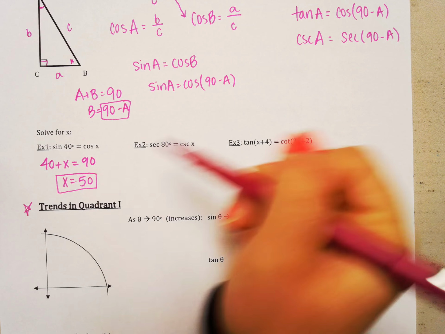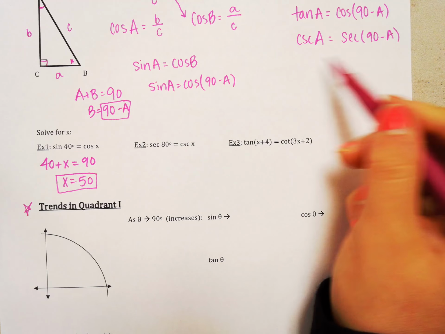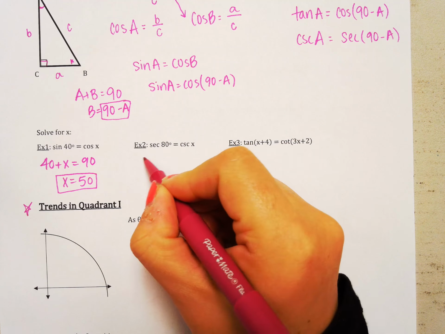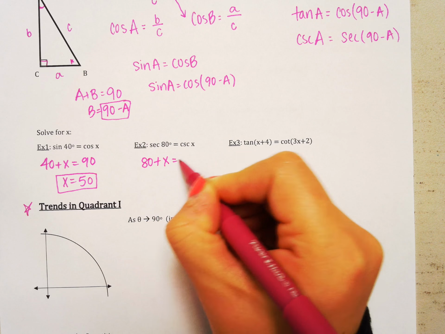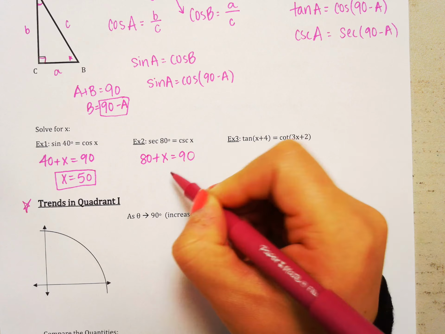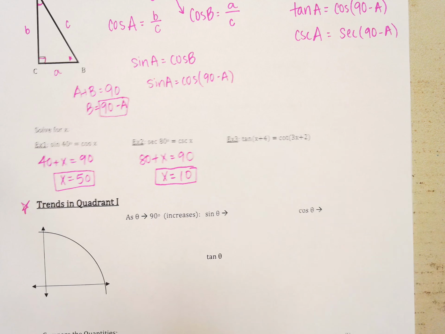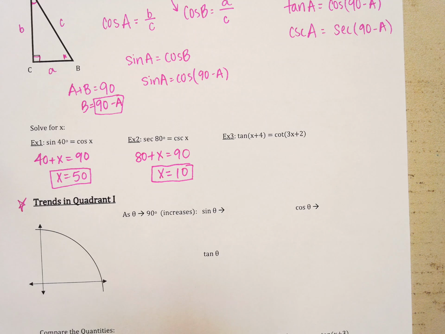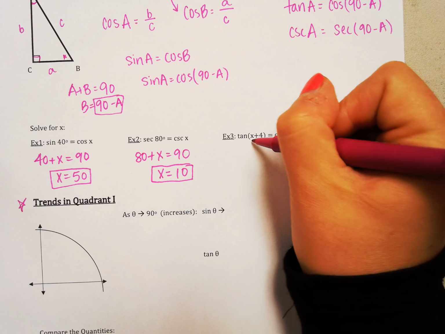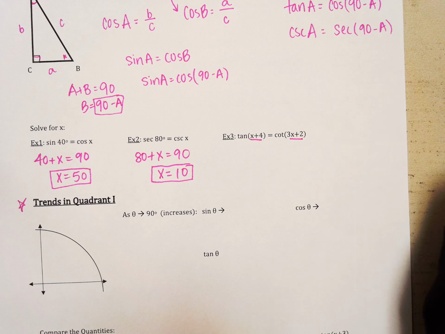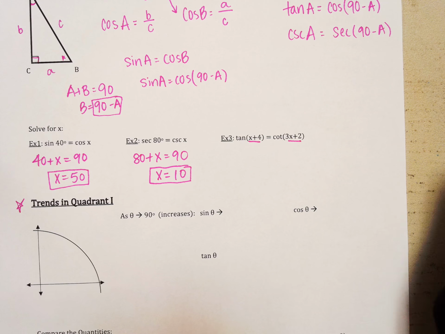So same thing here, secant and cosecant, those two go together. I know that these two angles have to add up to 90. And I can solve for my missing x value, which I should get 10. And again, same idea. These two angles are complementary because they're still in my triangle.